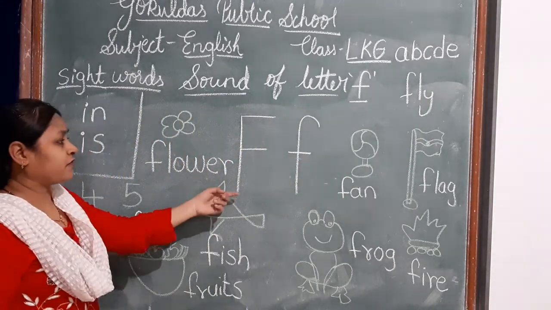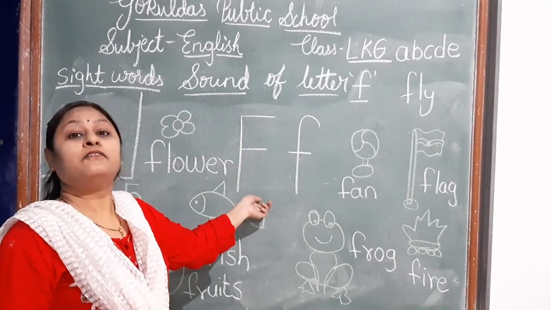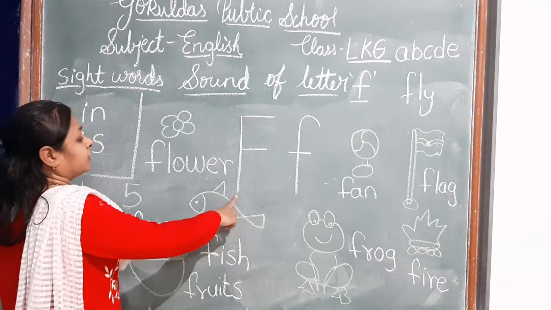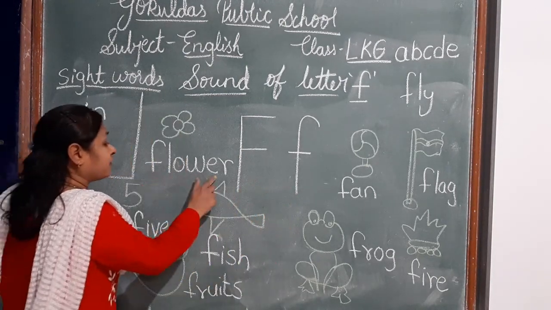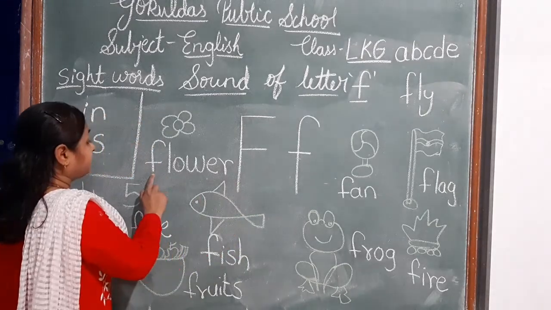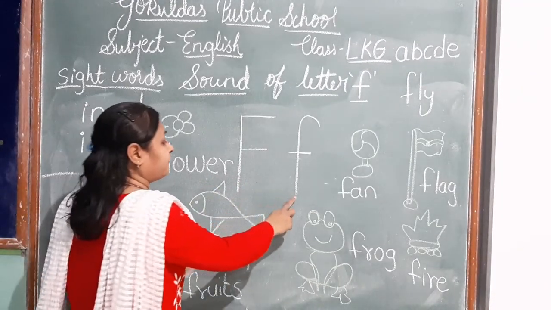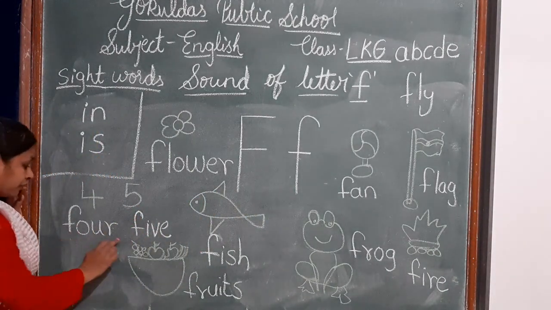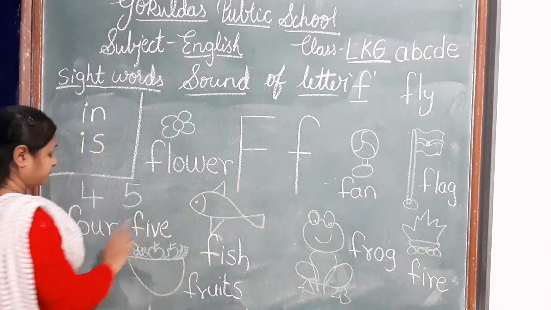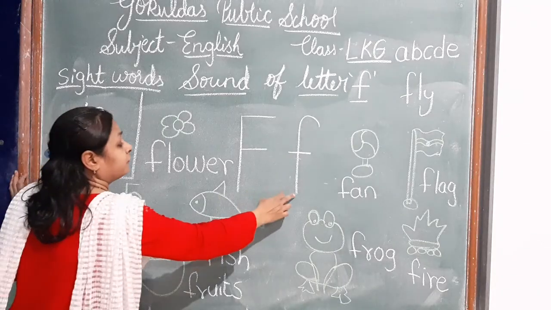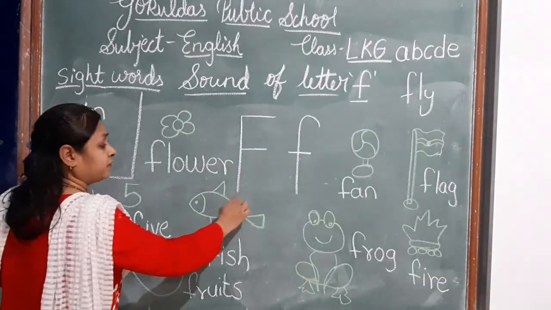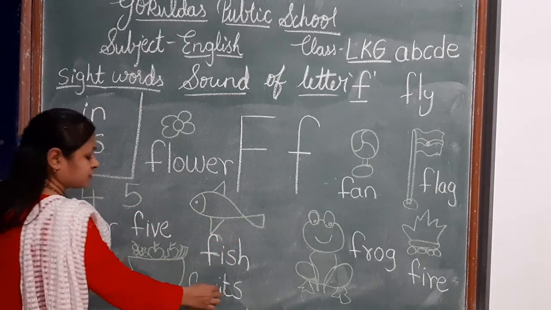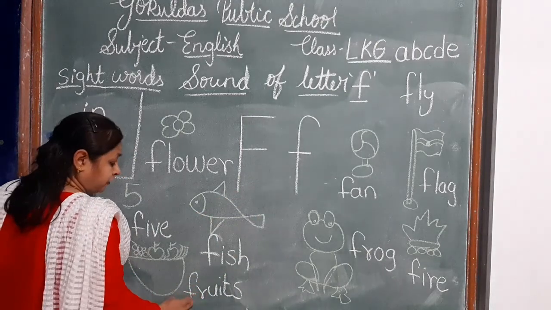Sound of F is F, F, F. F, F, flower. F, F, four. F, F, five. F, F, fruits.